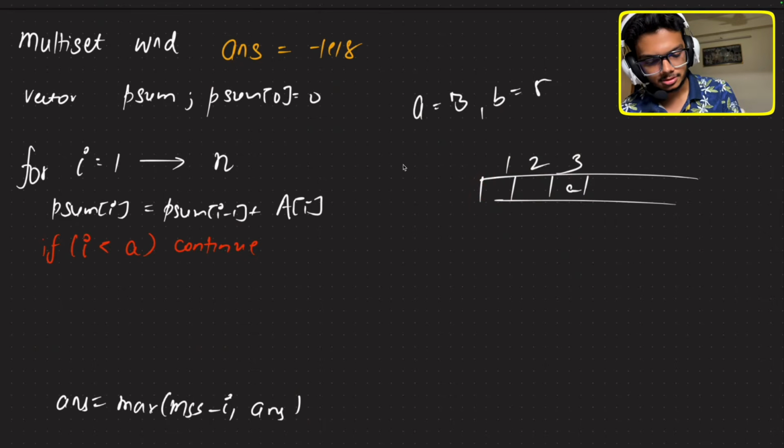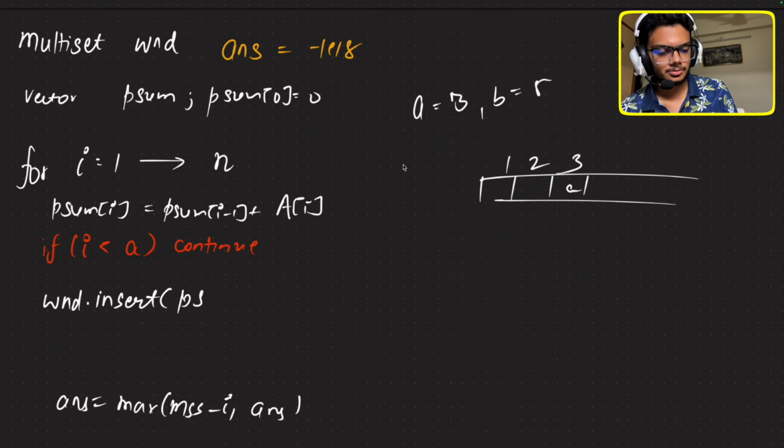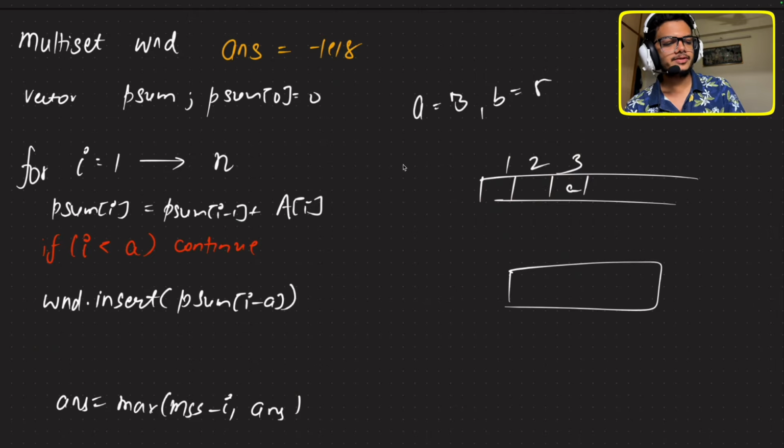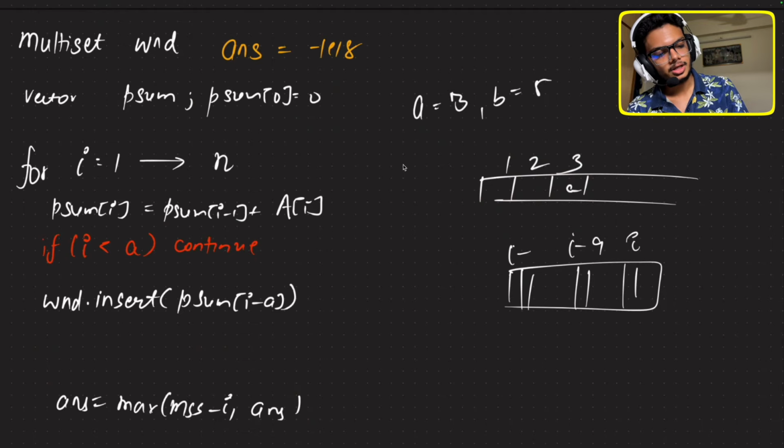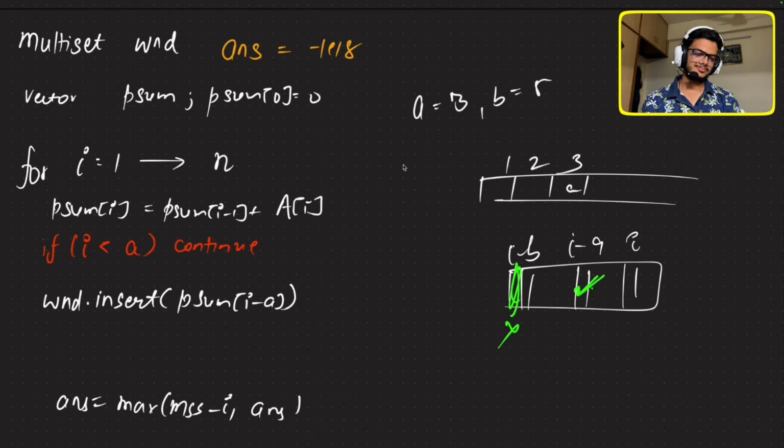So what I'll do is window.insert p sum of I minus a. Because if you remember, what we effectively want to do is take the minimum of all the prefix sums in a range I minus a to I minus b. So whenever I moves ahead, what you effectively do is you first add I minus a and then you remove something before I minus b, right? I'll repeat myself again.